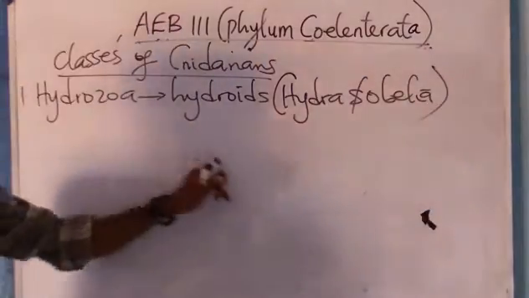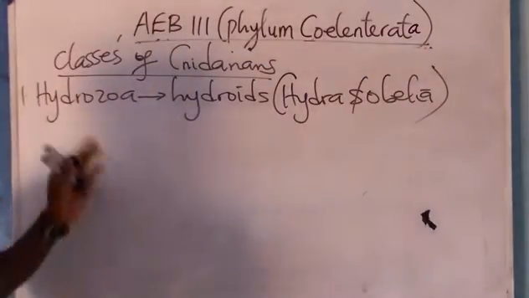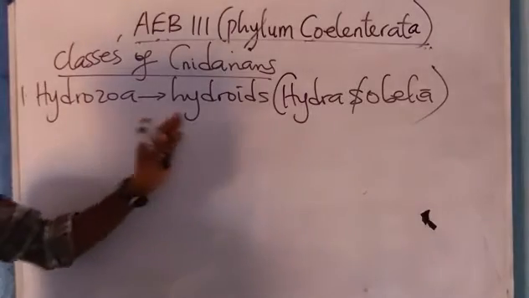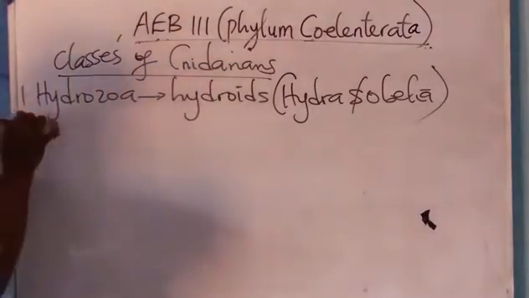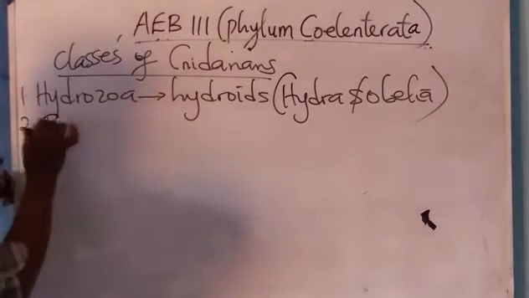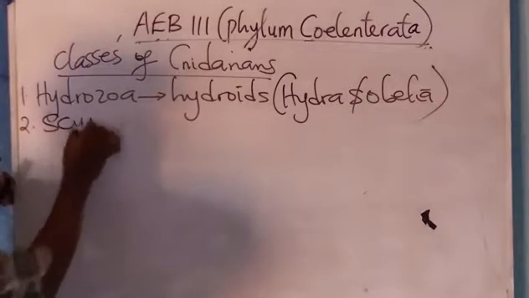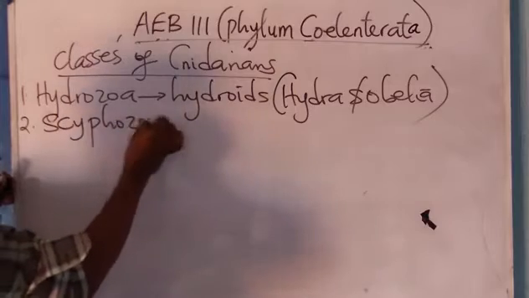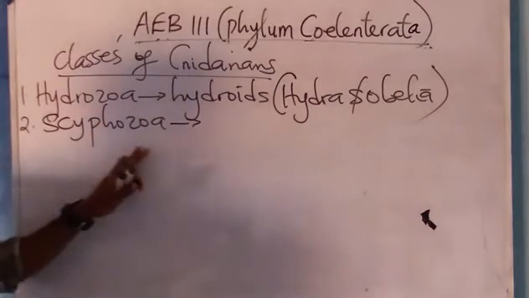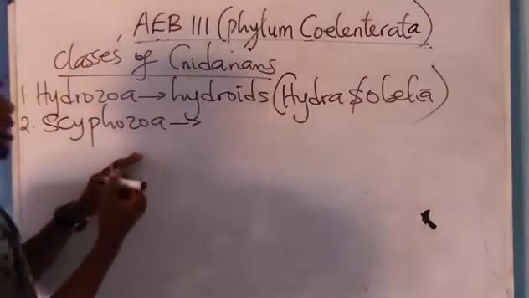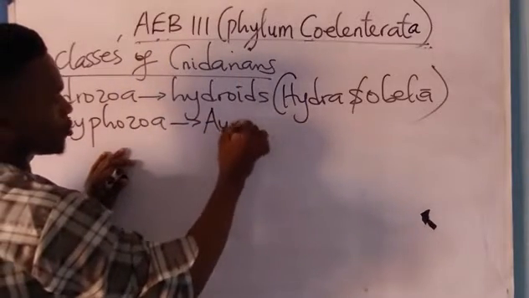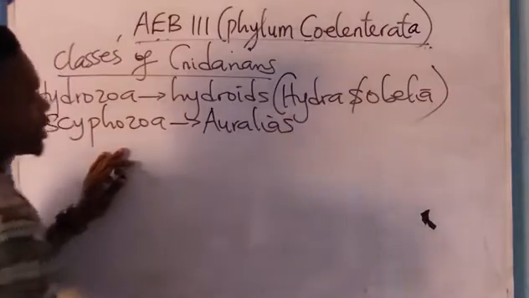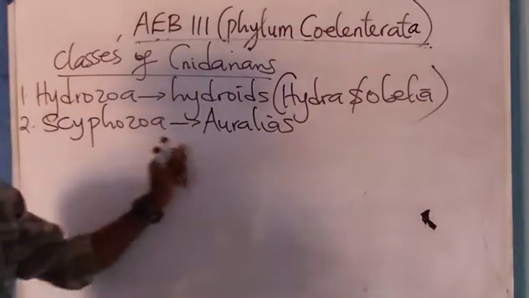Alright, hydra and obelia are collectively called what? Hydrozoans, or they are called hydroids, as the case may be. Number 2, you have the Scyphozoa. Alright, the Scyphozoans, you have them to be the Aurelias. So Aurelia is a scyphozoan.